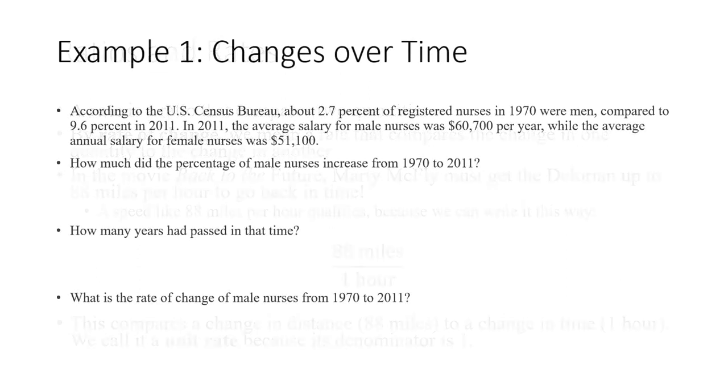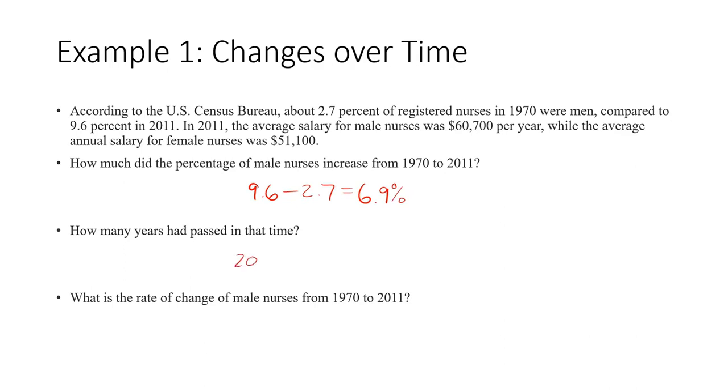So according to the U.S. Census Bureau, about 2.7% of registered nurses in 1970 were men, compared to 9.6% in 2011. We then have the average salaries. We're not going to use that for this example. How much did the percentage of male nurses increase from 1970 to 2011? Well, to figure that out, we had 9.6 in 2011. We're just going to subtract 2.7, the change in that amount of time, 6.9%.